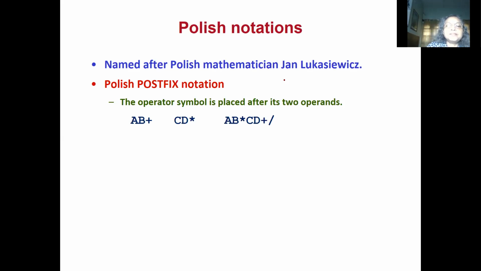So in prefix you will have star CD, and then you will have slash star AB minus CD, which is A into B divided by C minus D.